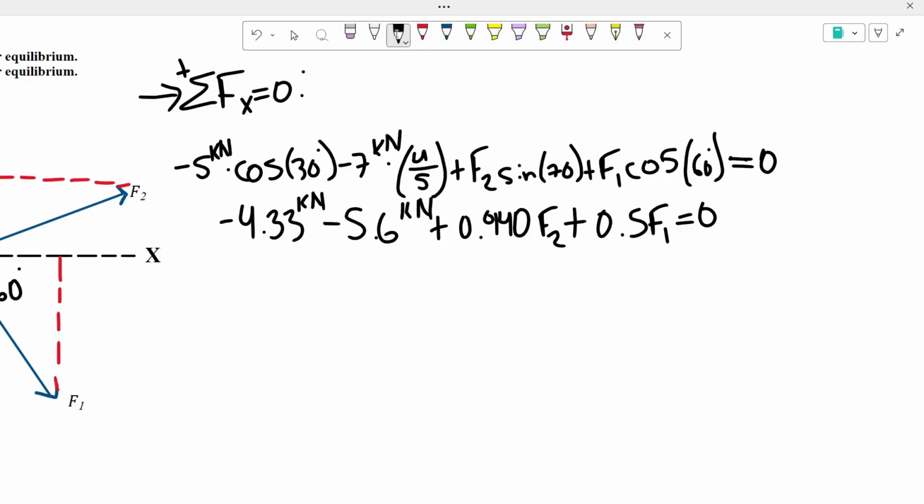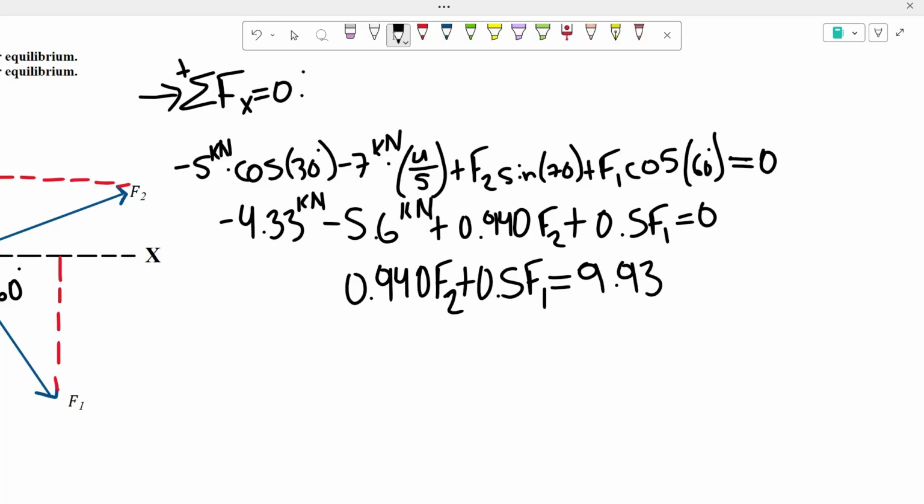So if we were to move to have our unknowns on one side and our knowns on the other side, we would end up getting that 0.940 F2 plus 0.5 F1 has to equal 9.93 kilonewtons.